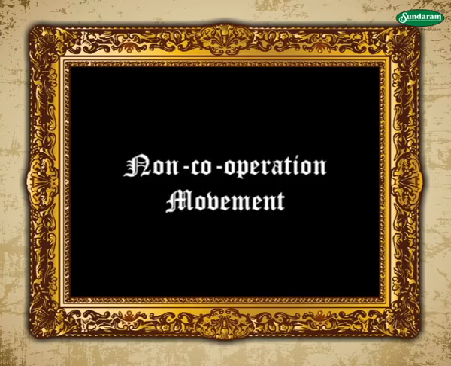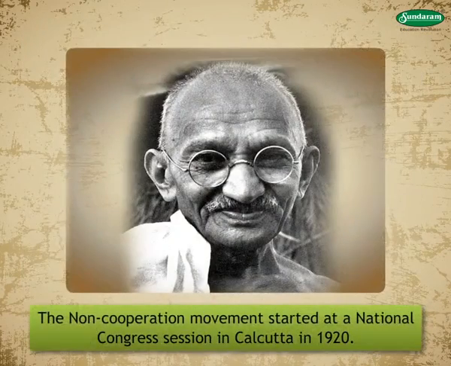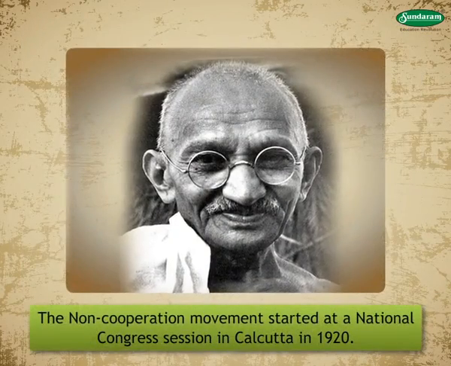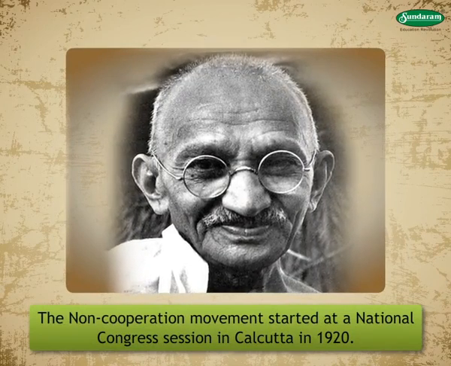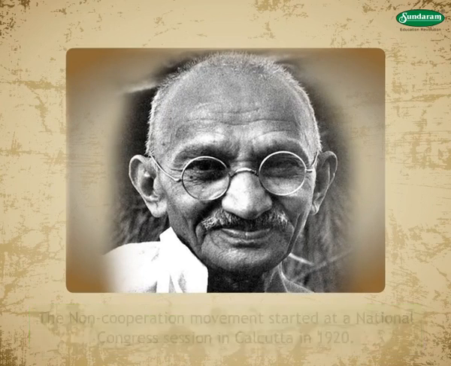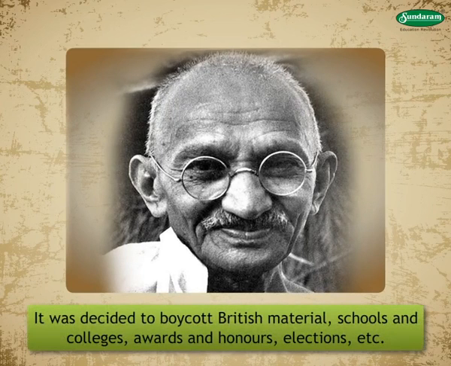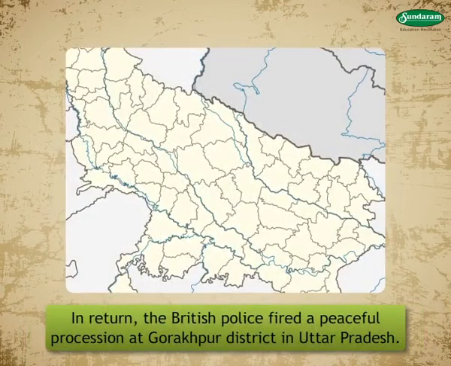Non-cooperation movement. The non-cooperation movement started at a National Congress session in Calcutta in 1920. It was decided to boycott British material, schools and colleges, awards and honours, elections, etc. In return, the British police fired on a peaceful procession at Gorakhpur district in Uttar Pradesh.